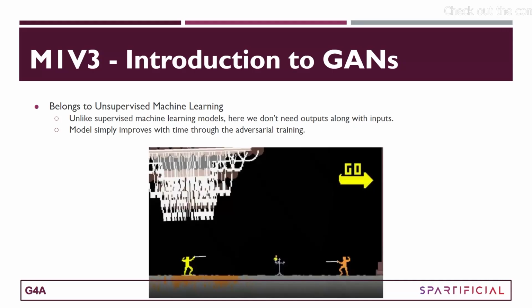So there is nothing like input and output. There is only one data set. We don't split it into this is input, this is output. We pass all the data in batches, and we ask the generator to produce fake batches. Then it goes to the discriminator. The discriminator gives some outputs, and that feedback goes to the generator. So overall, it's unsupervised machine learning where you don't need to give the targets or outputs like in supervised learning. And the model simply improves with time through adversarial training.